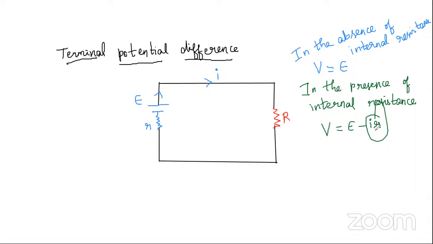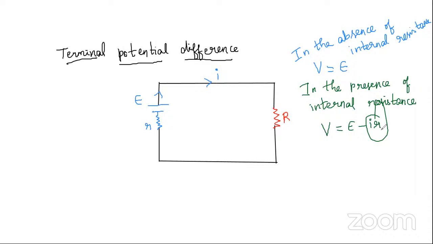So when the cell supplies this EMF, we say the cell is discharging. Discharging means the cell is continuously supplying the EMF to the circuit. Since the cell is discharging, the potential difference obtained is always lesser than the EMF by an amount I into small r. You won't get the exact EMF value supplied by the cell. There is a loss of potential in the form of I into small r.